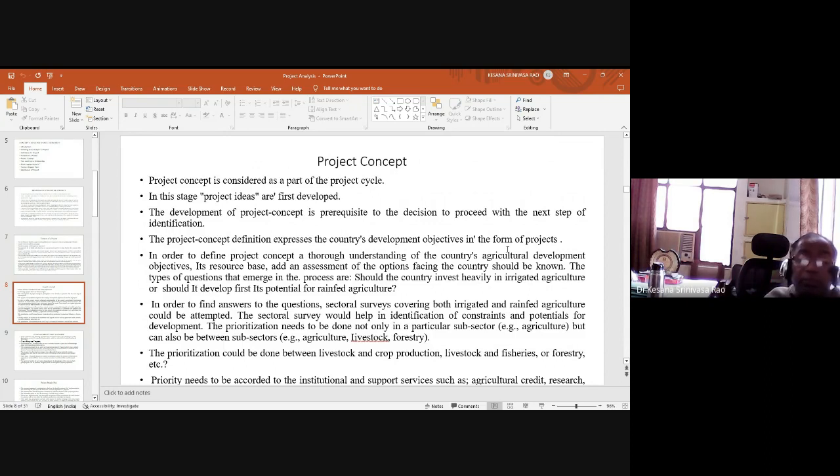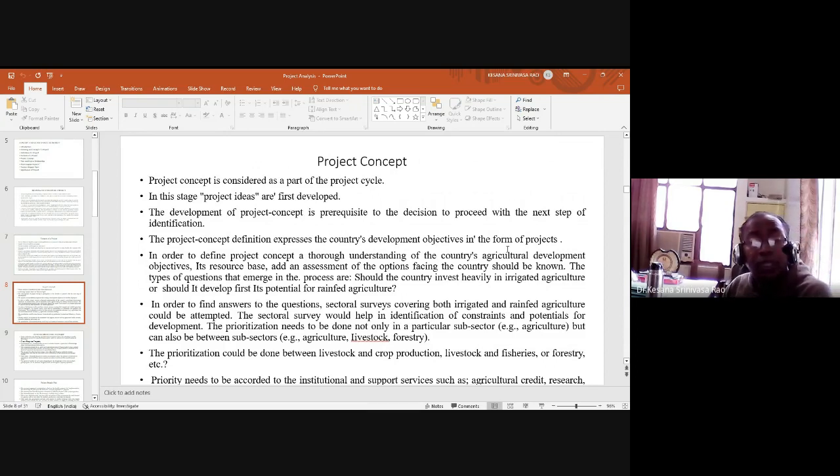Understanding of the country's agriculture development objectives, its resource base, and an assessment of the options facing the country should be known. The types of questions that may emerge in the process are: should the country invest heavily in irrigated agriculture, or should it develop first its potential for rain-fed agriculture? In that way, you can decide which idea you are going to take up. In these two situations, irrigated and rain-fed, you take into consideration which is more productive and useful. Obviously, irrigation can be the first priority. After that you can go to the rain-fed or dry areas.